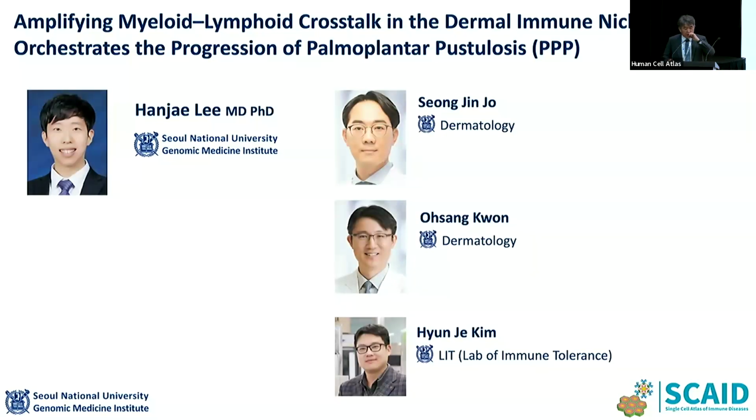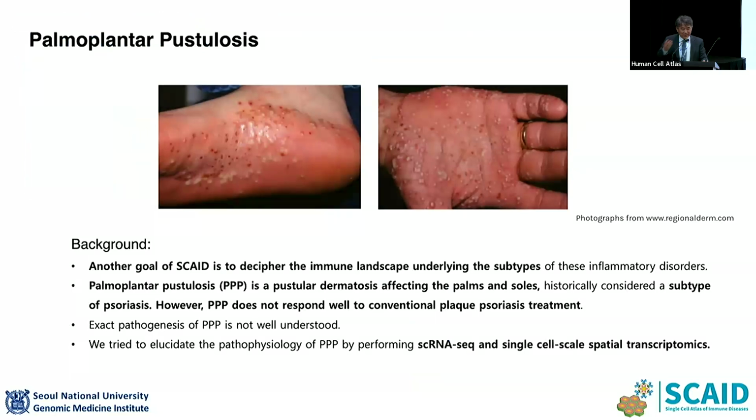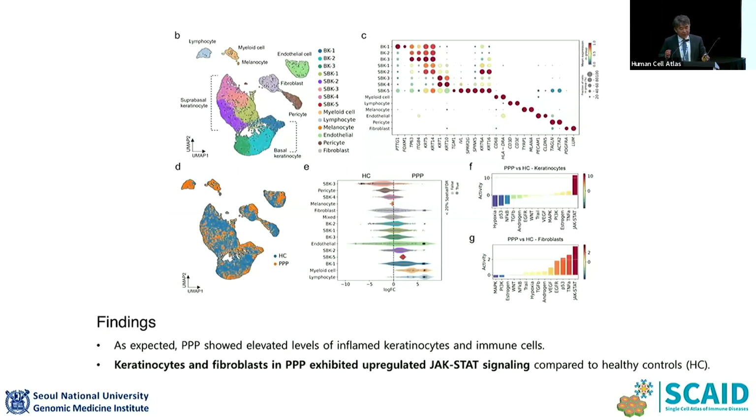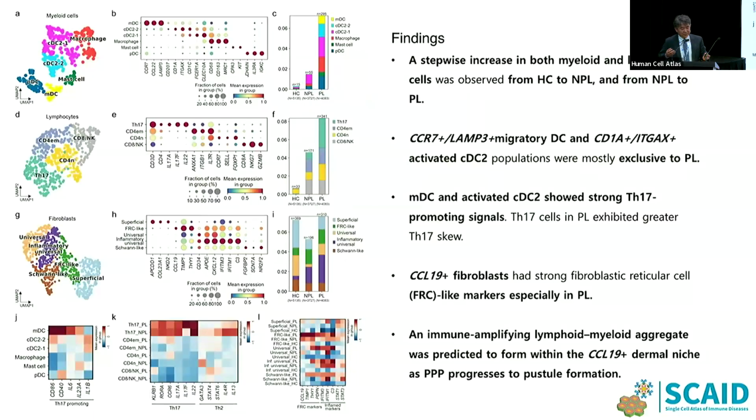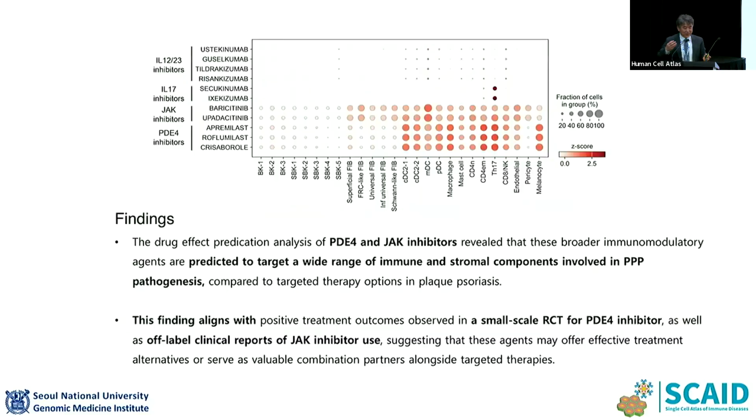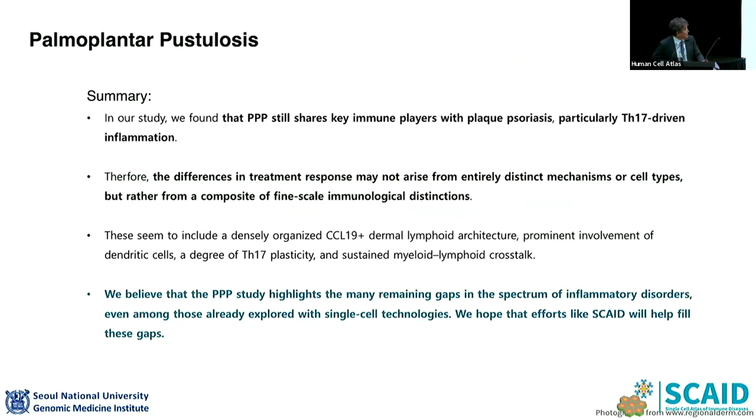The third disease is PPP, palmoplantar pustulosis. I think the time is short. This is a kind of psoriasis, but a little bit different. So I'll skip most of the data, sorry. Just showing this summary.